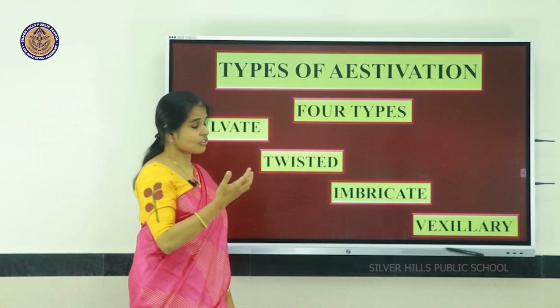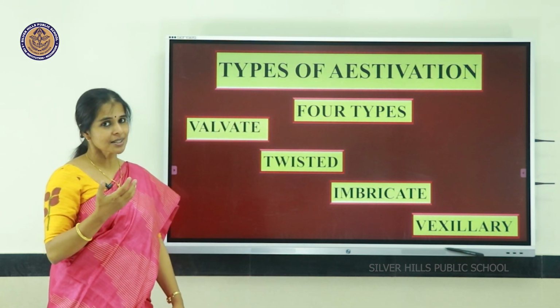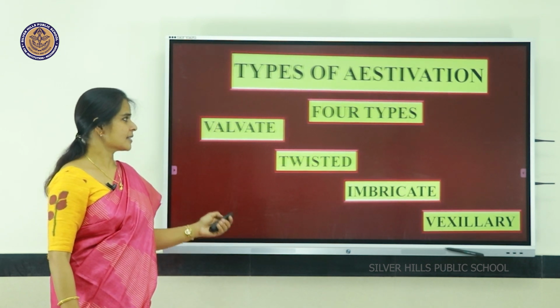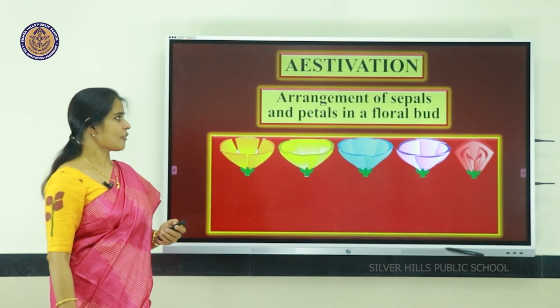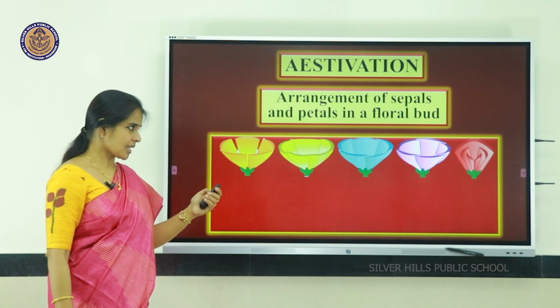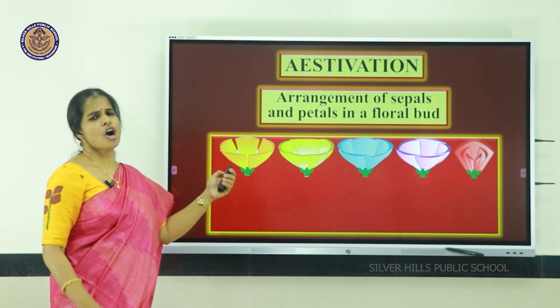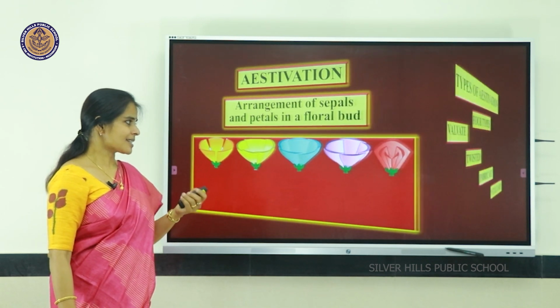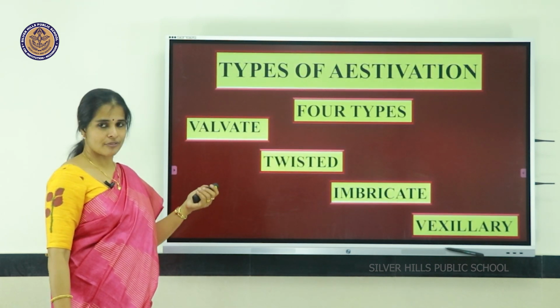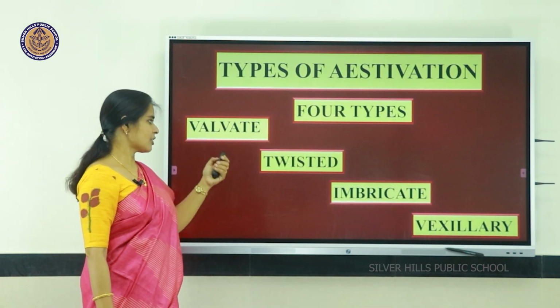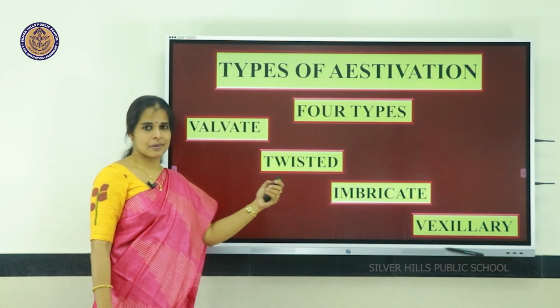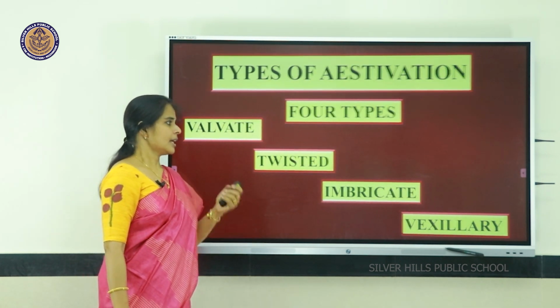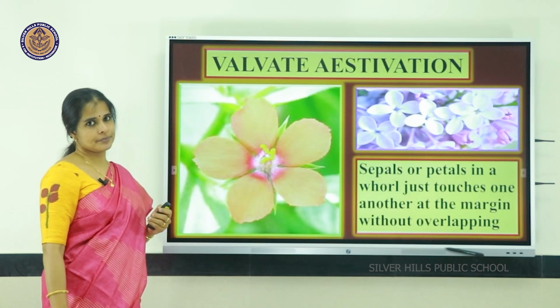So, what is aestivation? Yes, that is the arrangement of sepals and petals in a floral bud or in a flower. This arrangement is known as aestivation. It is of four types we have to study in detail, such as valvate, twisted, imbricate, vexillary. Let us learn each one.